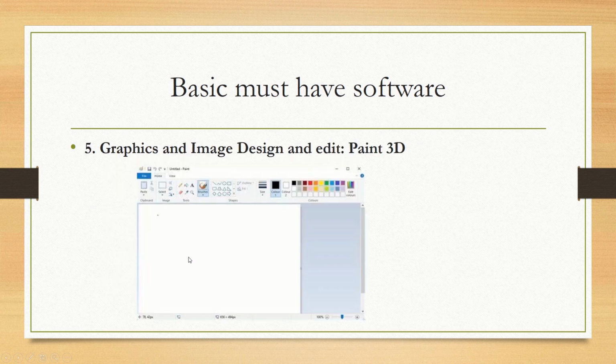And the last one is the graphic design and image design and editing, right? The Paint 3D. You can see that Paint 3D has so many functionalities, and you can just go to your search bar and search Paint 3D, and you can see it and open Paint 3D, right? And it's very useful on your machine, right?